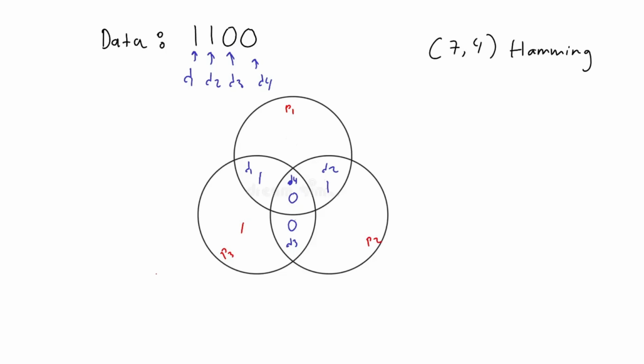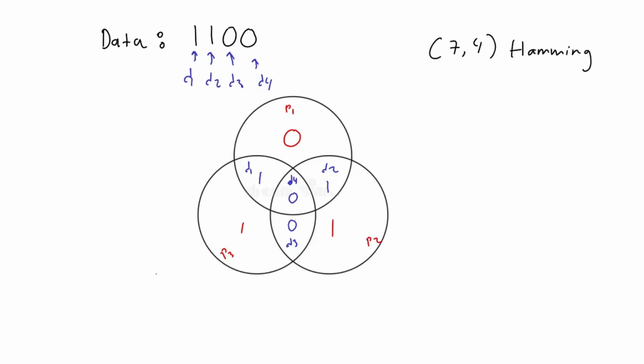Now let's go to P2, which covers this area. We can see that our data has 1, 0, 0. So what should I add here? I should add a 1, so now my ones are even. Now let's look at P1, which is our final parity bit. In that little sector we have 1, 0, 1. For here, we will have to add a 0. This is because our D1 and D2 are 1s, and we already have an even number of 1s.